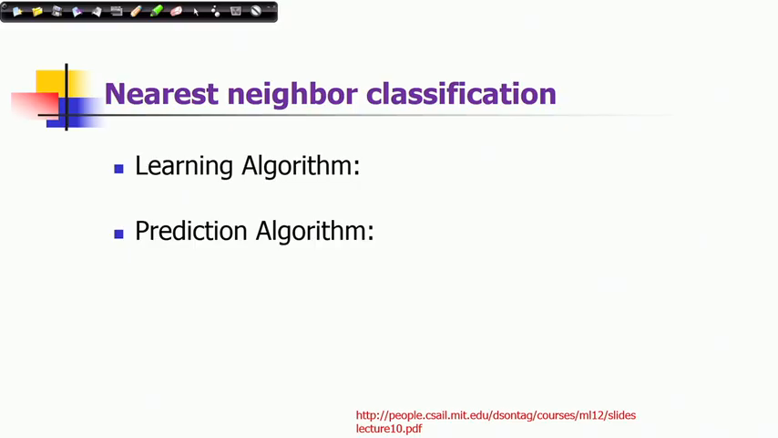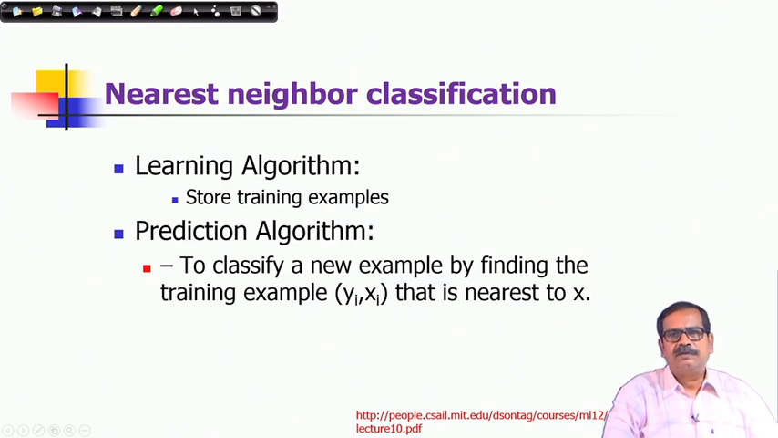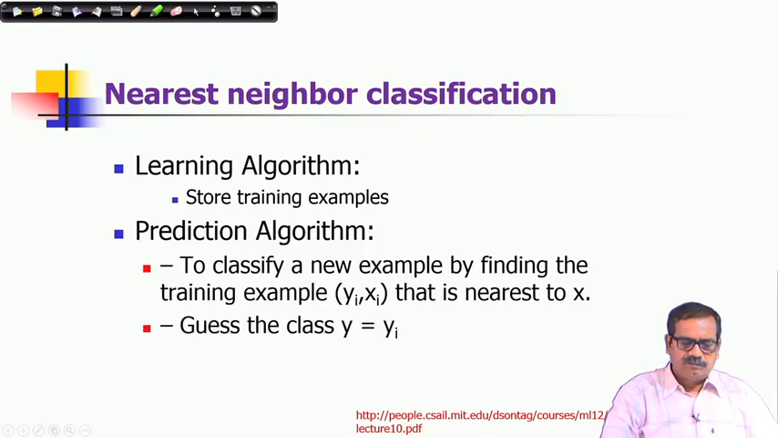In particular, the learning algorithm is very simple. What you need to do here is simply store the training data. Compared to the Bayesian classification, where you need to process the data and perform parametric modeling to get the probability distributions, in nearest neighbor classification you simply store training examples, and then the prediction algorithm goes like this. If you want to classify an example x, you find the training example that is nearest to x. So, which one is the nearest? You assign the class of that sample.